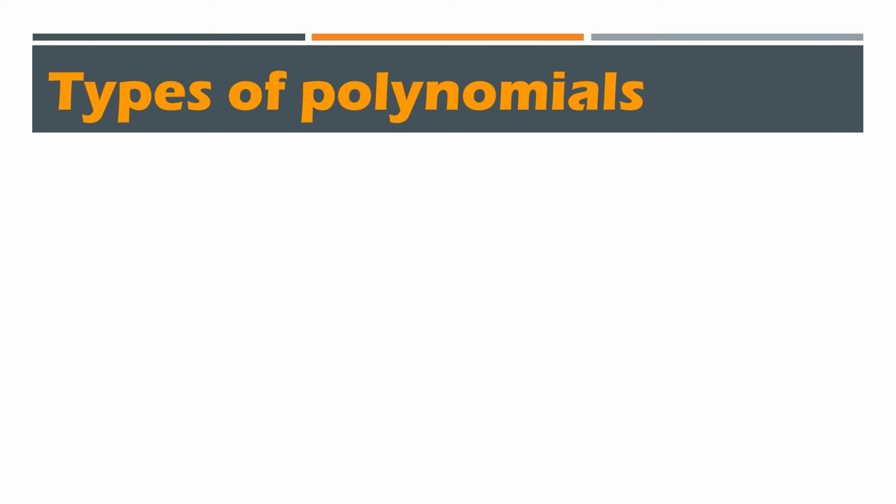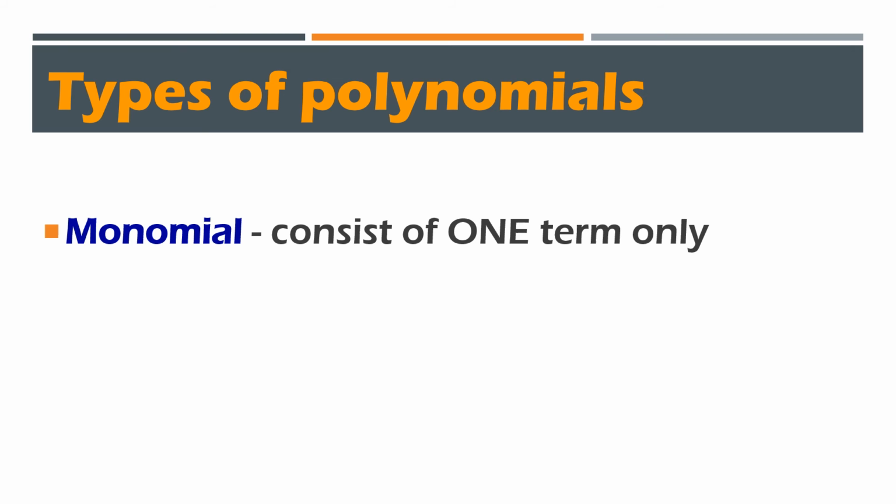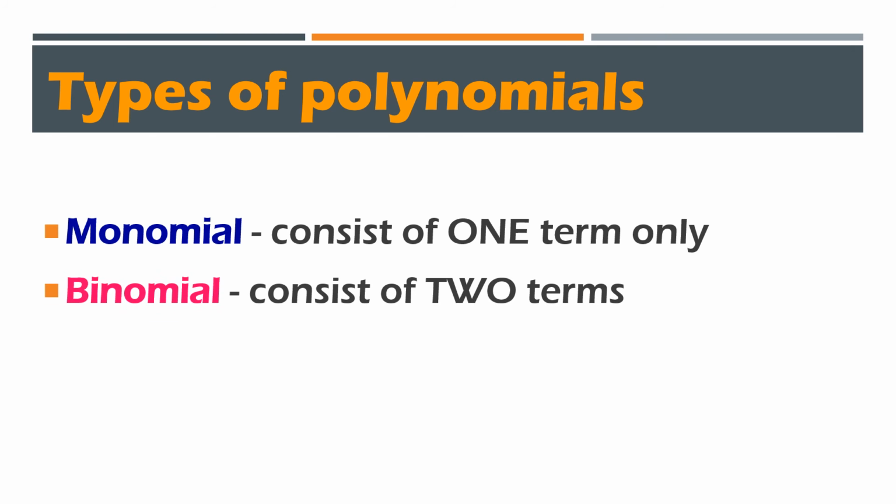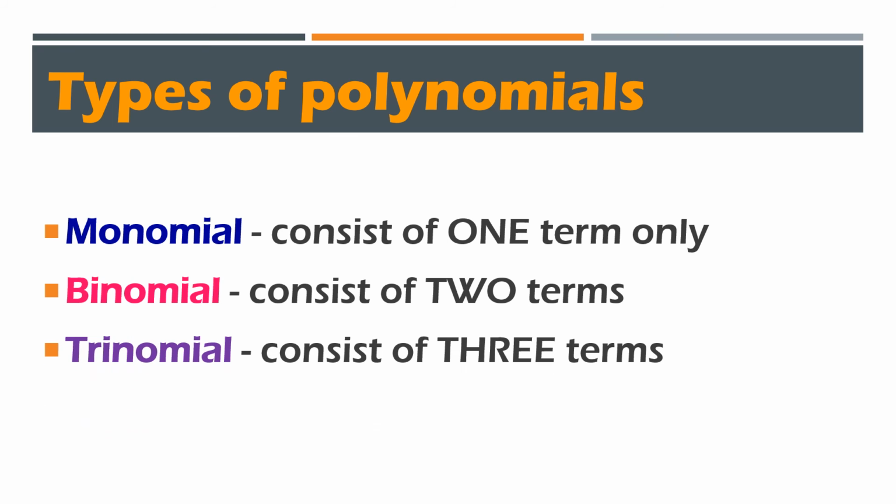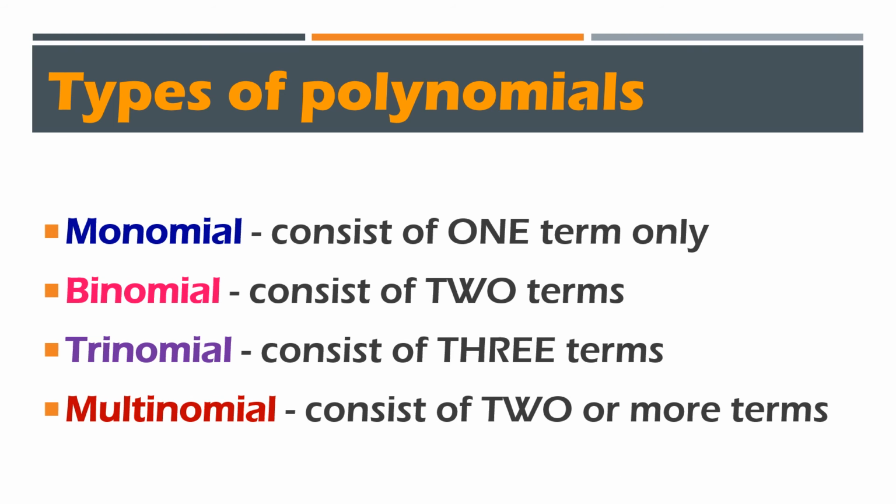Now, there are different types of polynomials. One is monomial. It consists of only one term. Binomial, which consists of two terms, from the prefix bi. So there are two. And trinomial if it consists of three terms. And it is called a multinomial if it consists of two or more terms.